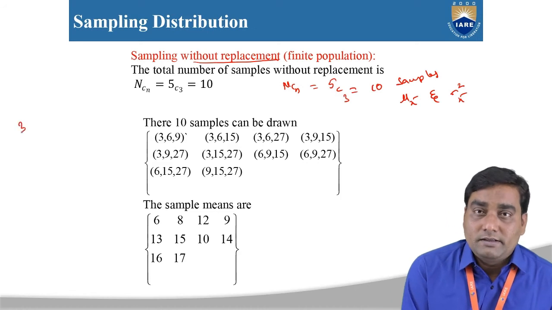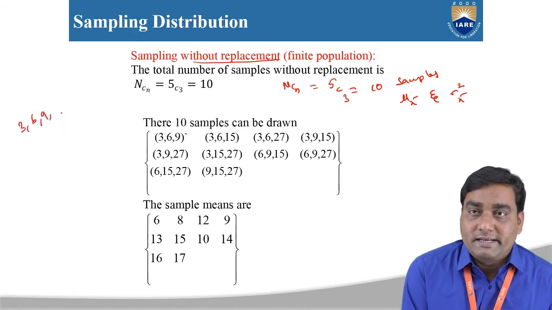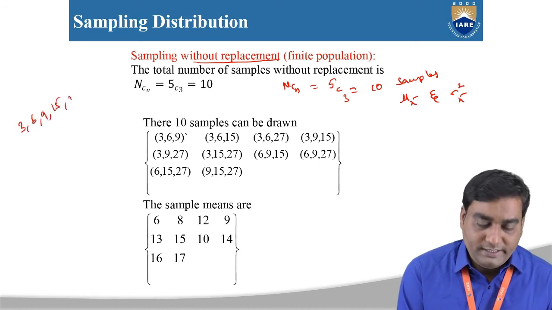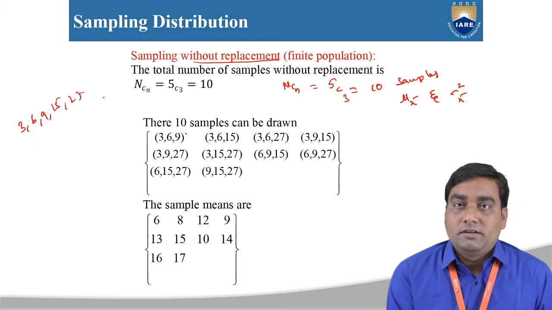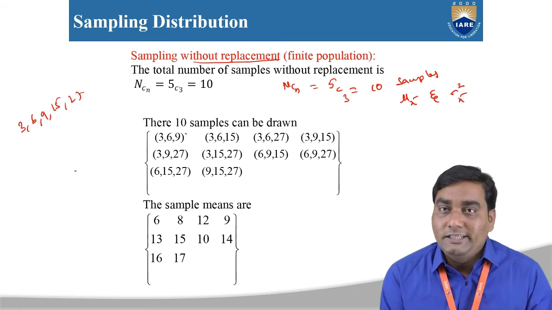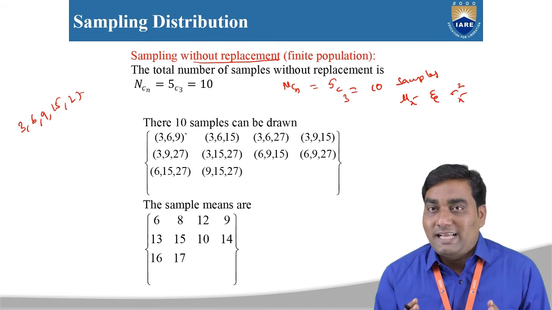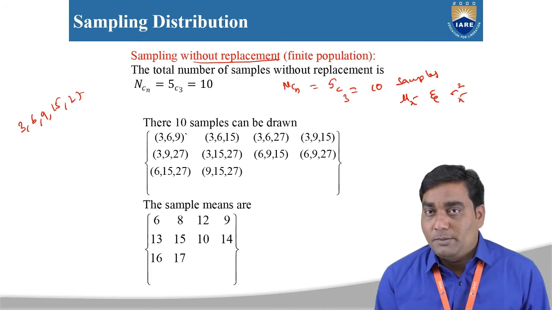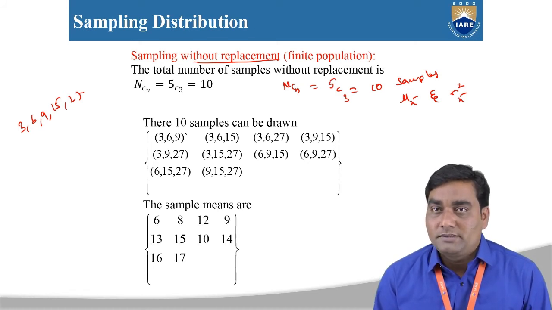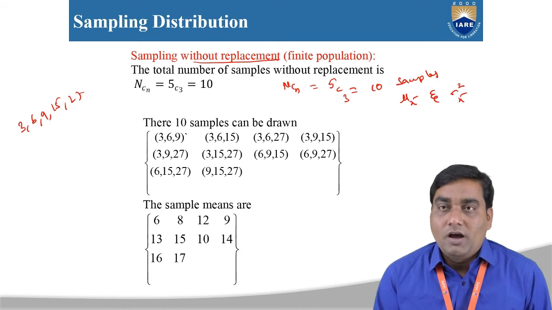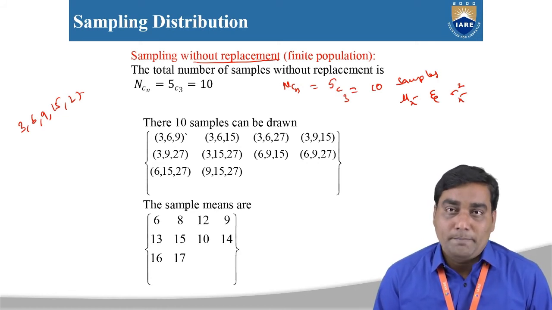Actually, the population is 3, 6, 9, 15, 27. This is the population. I need to choose samples of size 3, not 2. The problem consists of 3 samples from this population. How do we choose these 10 samples?